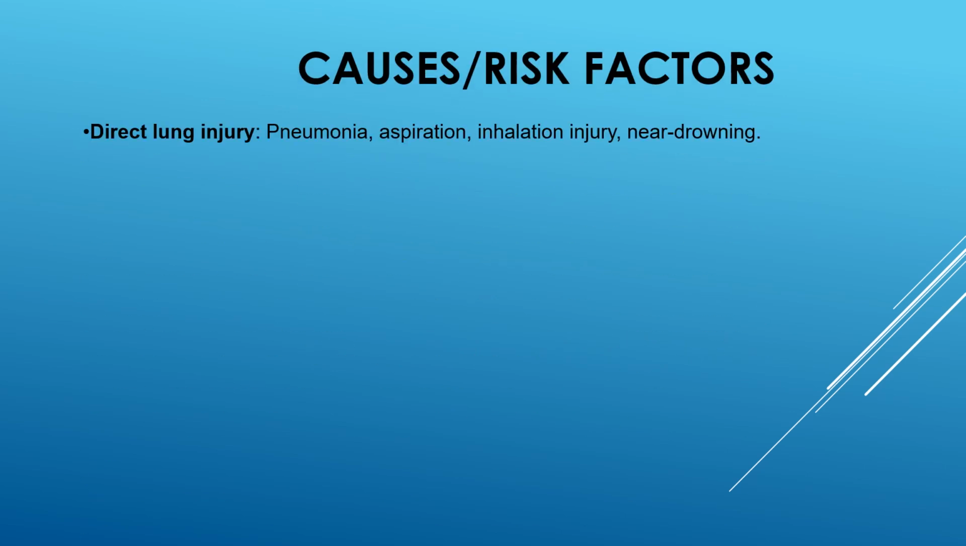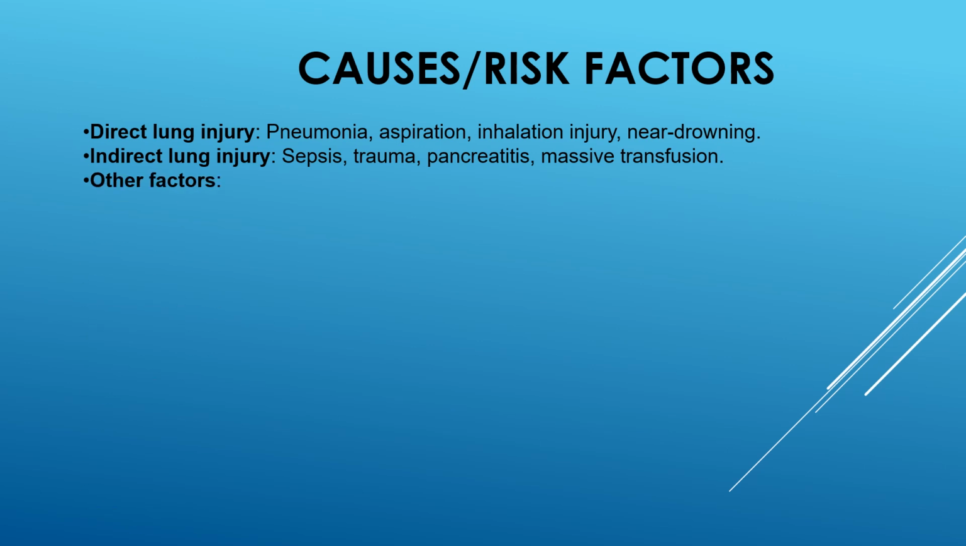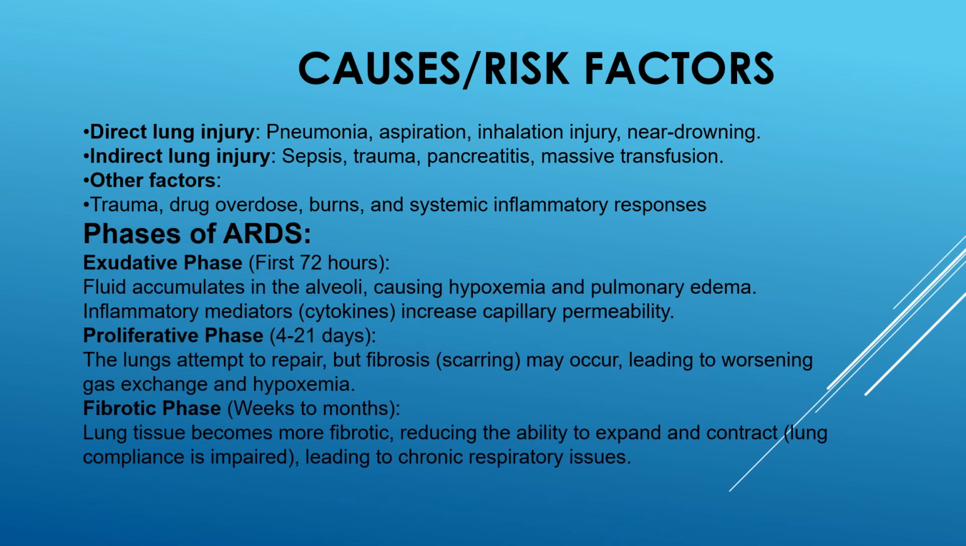What are the causes of direct lung injury? Pneumonia, aspiration, inhalation injury, and near-drowning. The indirect lung injury can be secondary to disease conditions like sepsis, trauma, pancreatitis, massive transfusion. Other factors are trauma, drug overdose, burns, and systemic inflammatory responses.